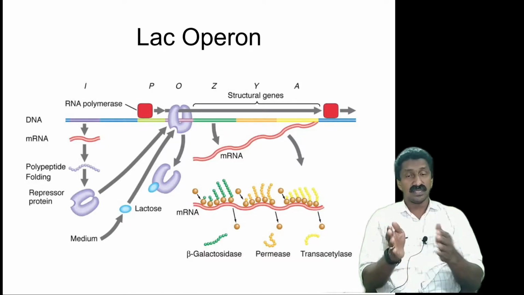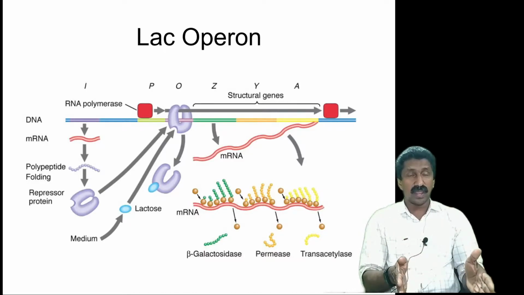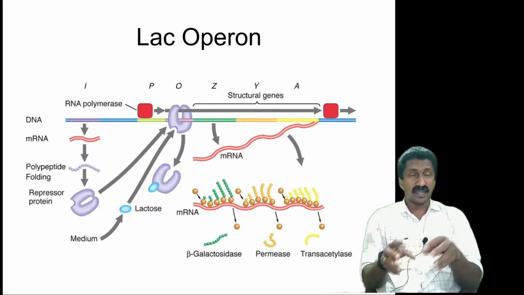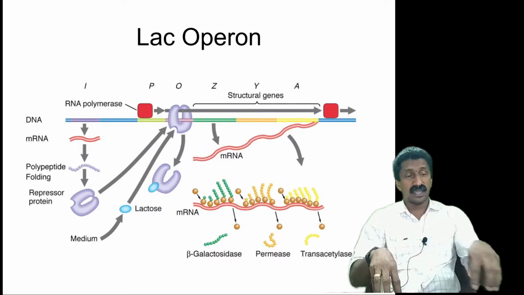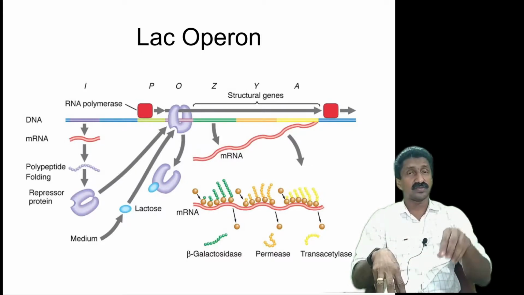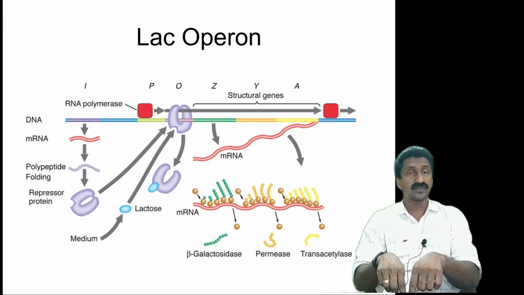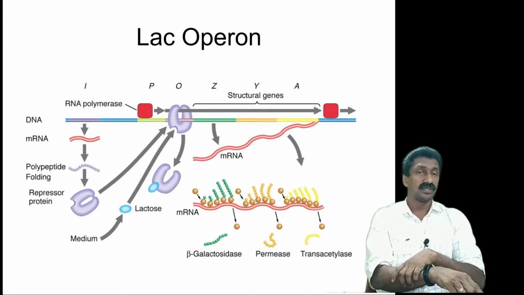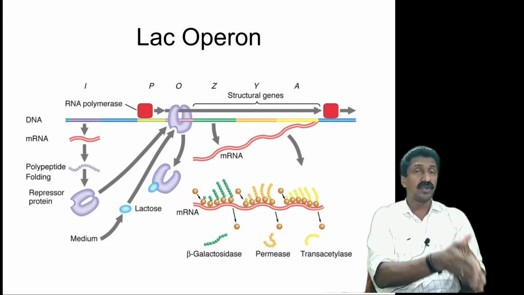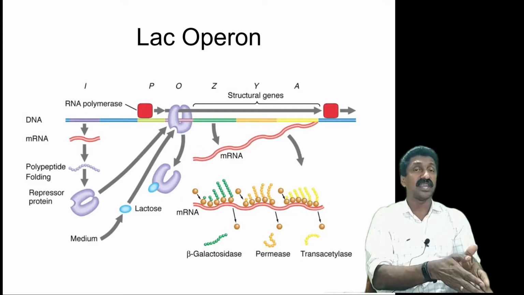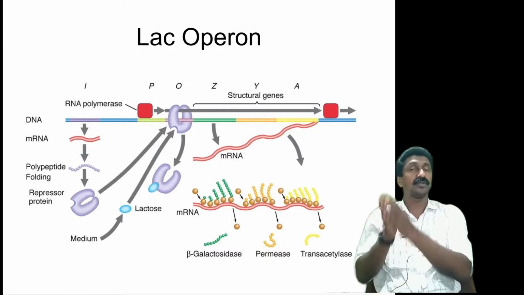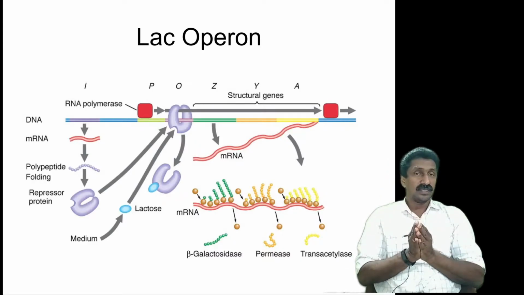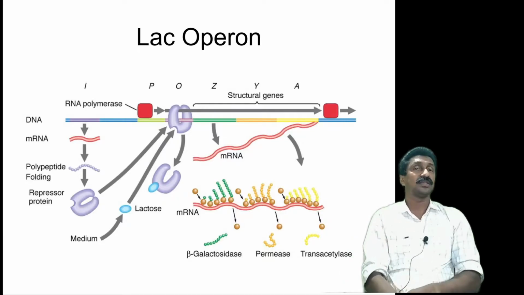How is it ensured? Lactose and allolactose are isomeric forms, and allolactose is a rare isomer. For example, if 99 molecules of lactose are present, then allolactose is only 1%. So the presence of one molecule of allolactose indicates the presence of 99 molecules of lactose. So lactose as such cannot trigger the transcription, or it cannot act as the inducer.